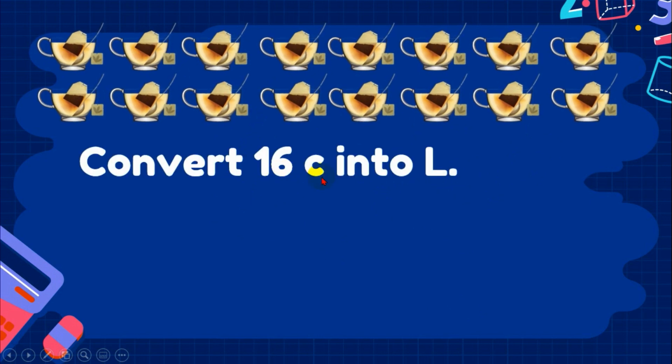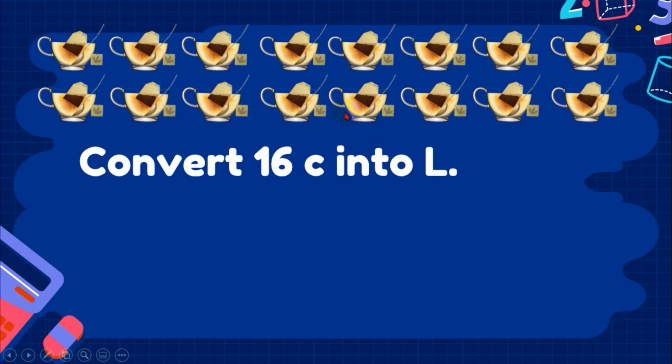Convert the following 16 cups of tea into liter. So, meron akong 16 cups of tea dito. T, tsaa. C means cup ha, and L means liter. Ibig sabihin, gaano kadaming litro ang katumbas ng 16 cups na to.